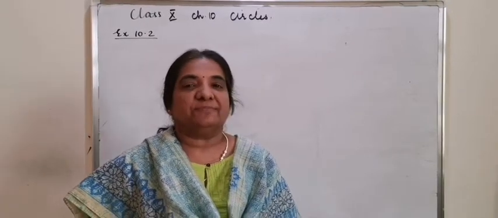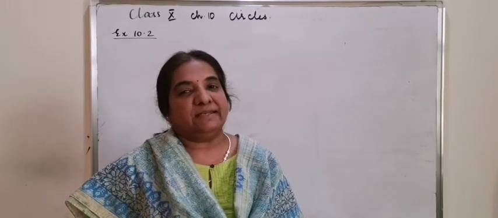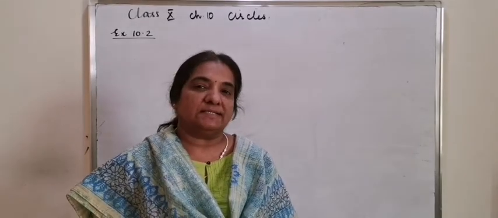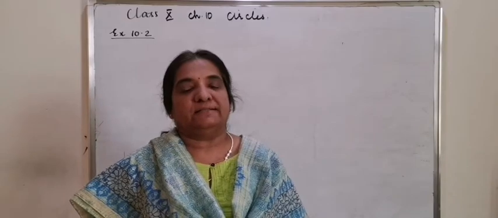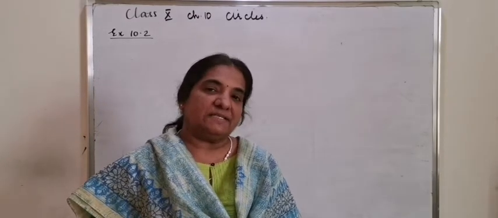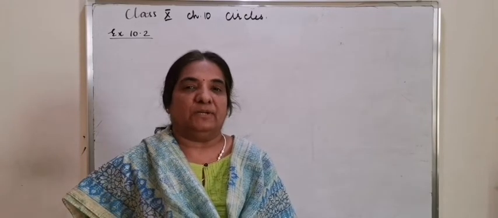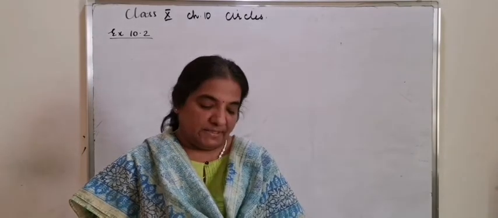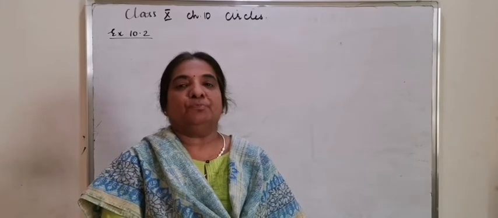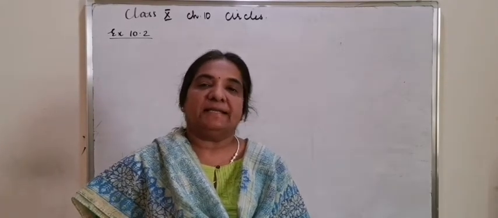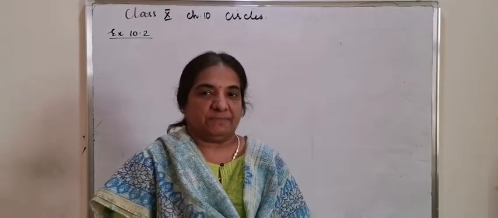The first theorem: in a circle, the radius is perpendicular to the tangent at the point of contact. And the second theorem is that the lengths of tangent segments from an external point are equal. So now let's proceed with exercise 10.2. Both theorems will be applied in this exercise.